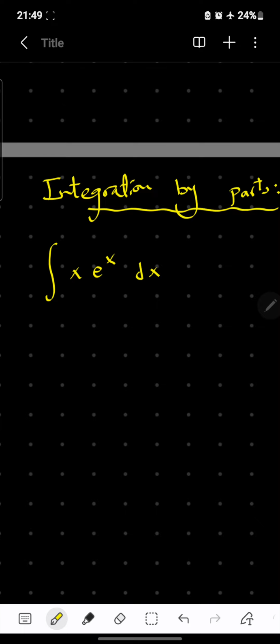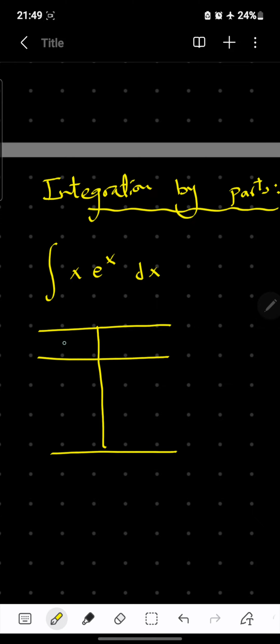We cannot do this directly. So here we do this very simple table. Here we will differentiate and here we will integrate. So we will choose a function to differentiate, which is x, very easy, and when we differentiate it, it will be 1, and when we differentiate 1, it will be 0. E power x, when we integrate e power x, it will be e power x.